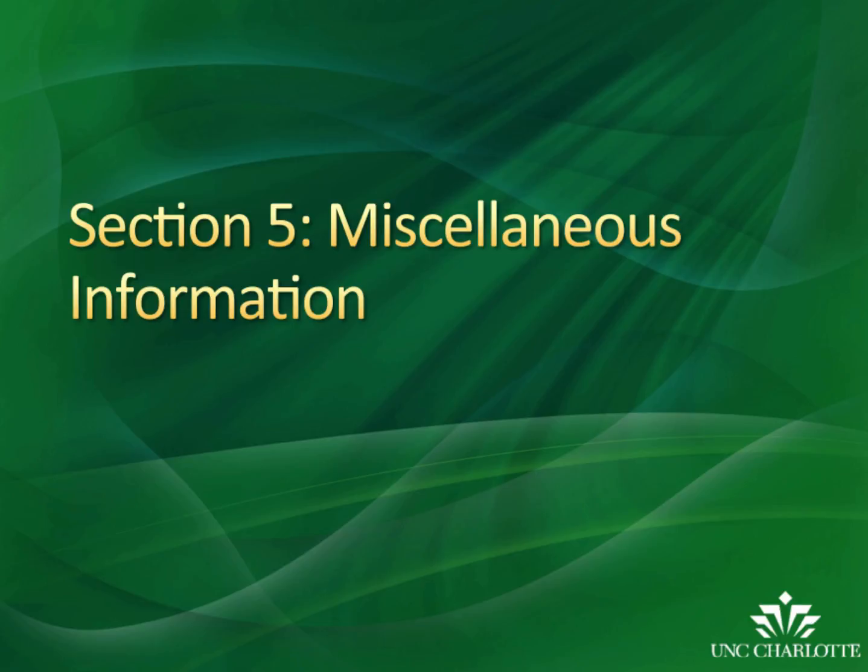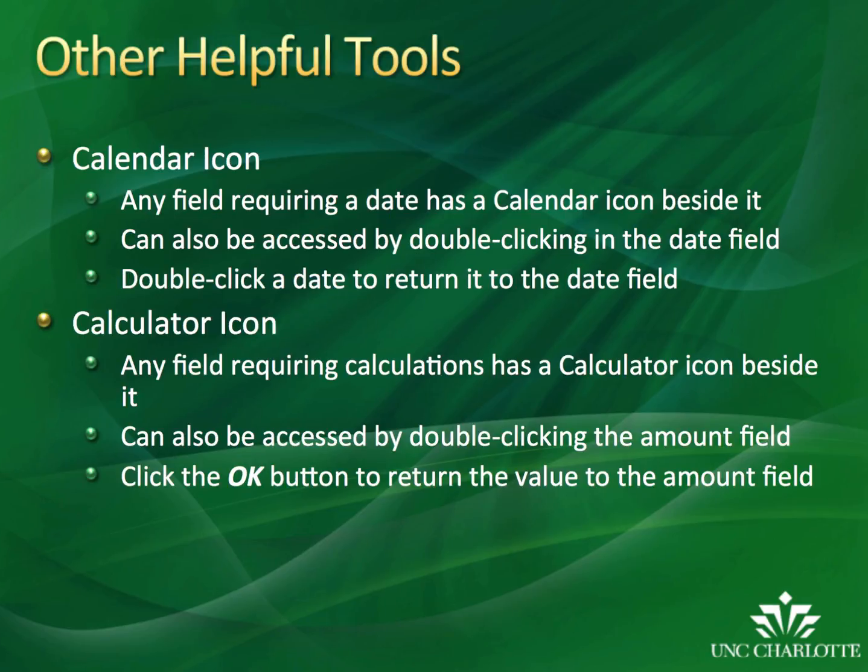Now let's discuss some of Banner's extra features that can help increase efficiency and effectiveness while using the system. Any field that requires a date will have a calendar icon next to it. Click on the icon to bring up the calendar. You can also double-click any date field to display a calendar. If the date field has a value, the calendar highlights that date. If the date field is empty, the calendar highlights the current date. You can double-click a date on the calendar to select it for the date field. You can also click the Today button to select today's date.